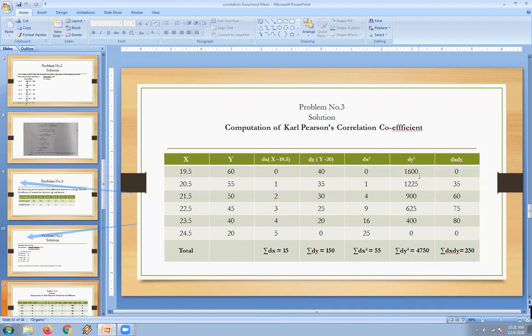40 into 40 is 1600. 35 into 35 is 1225. 30 into 30 is 900. 25 into 25 is 625. 20 into 20 is 400. Then it will be 0.